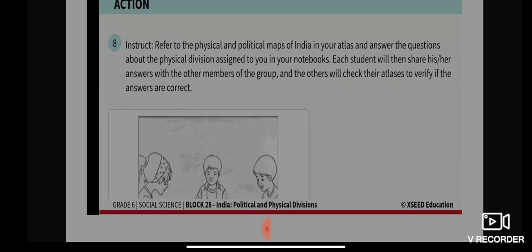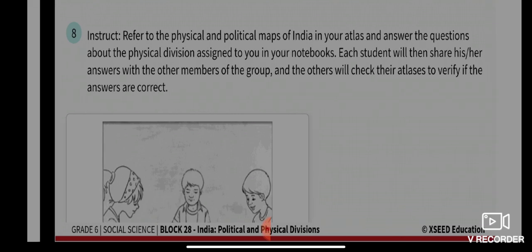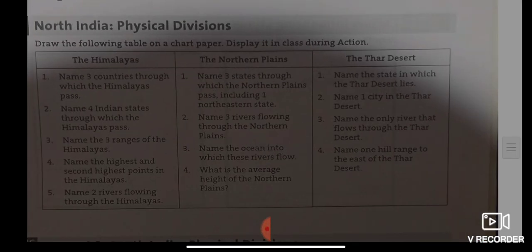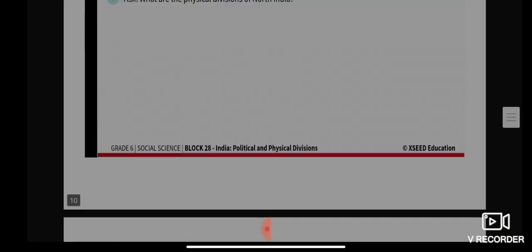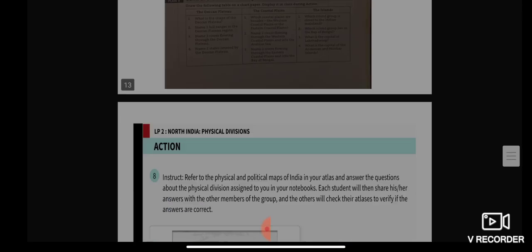Now, in order to find that, you have to refer to the physical and political map of India in your atlas, and then you have to answer the given points. All these points, in order to find the answer, you have to go to the physical map as well as the political map. This is a physical map, and you have to find from the political map as well from your atlas.